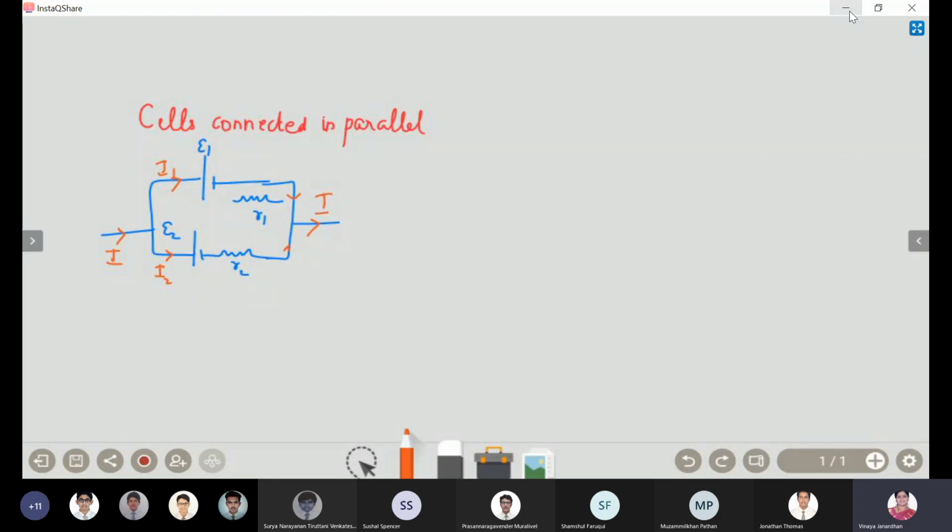In parallel connection, what remains a constant, boys? The potential difference. The terminal potential difference across the cell should remain a constant. Okay, fine. Now what is the general formula we need to apply? V is equal to E minus I into R. Is that correct, boys? This is your general formula.